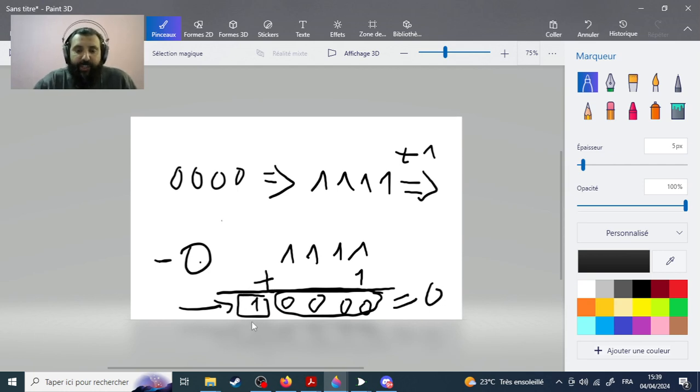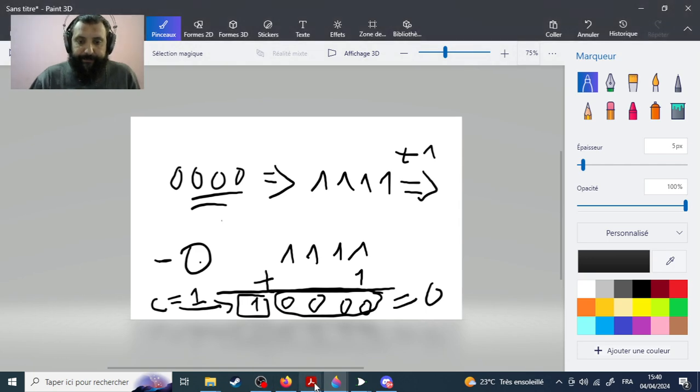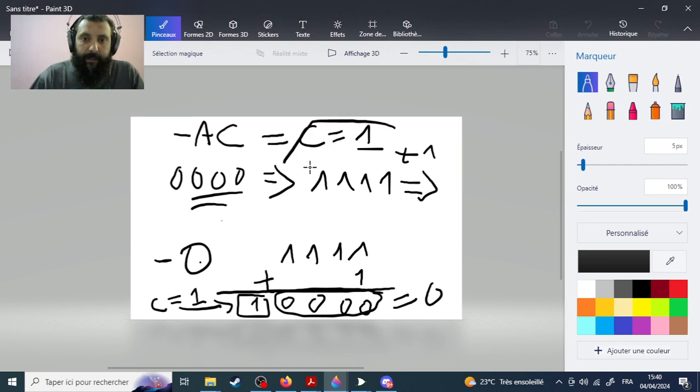And this is the only situation when the carry is equal to one. The carry is equal to one only if we try to negate the zero value. And this is a good remark. This is a good way to detect whether the value is equal to zero or not. It is very simple. If we take AC minus IC, whatever the value inside IC, if we try to negate IC and we get the carry equal to 1, it means that inside IC we have the value 0.